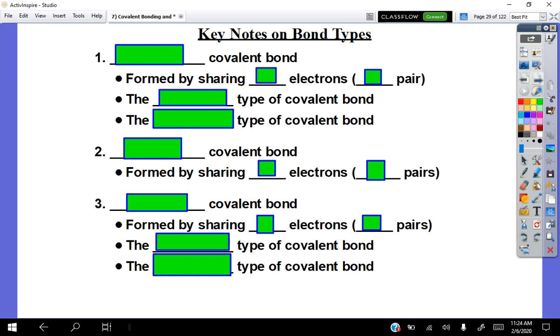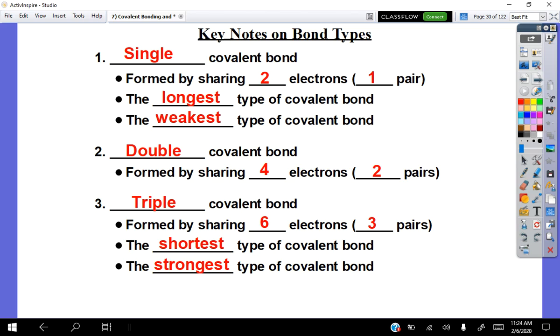When we're talking about the different bond types, a single bond is formed by sharing 2 electrons or 1 pair. In terms of strength and length, we also know that single bonds tend to be the weakest type of covalent bond when compared to the double and triple bonds. It is also the longest of the different bond types that we have.